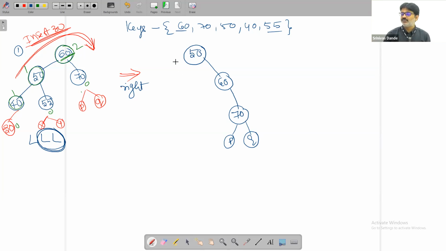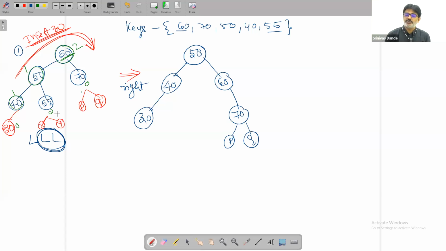50's child is already... Yeah, we'll come back to that. 55. What is 50's child? Tell me. 50's child is 40. 40's child is 30. Okay. Now, what is the 50?